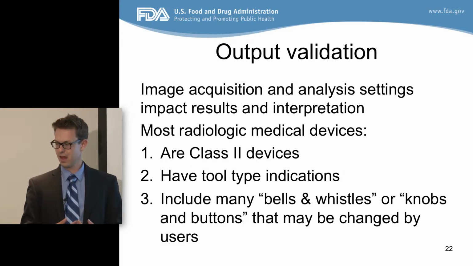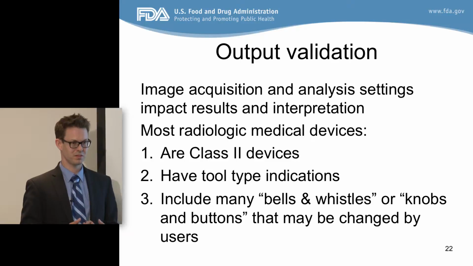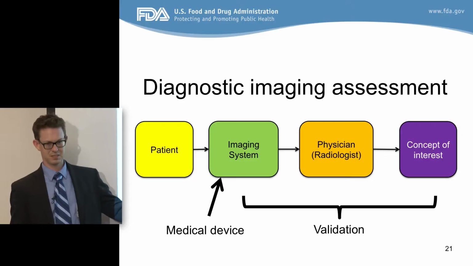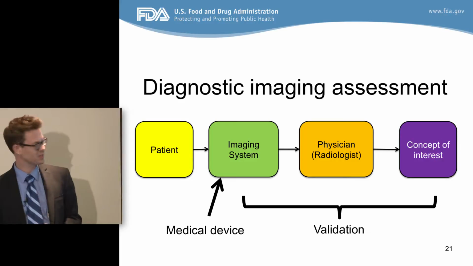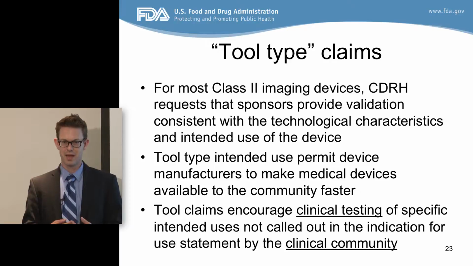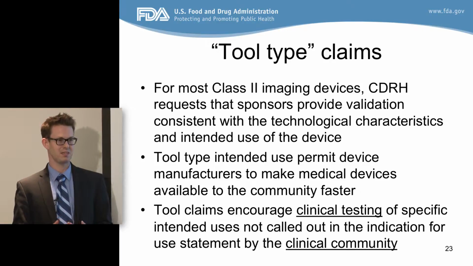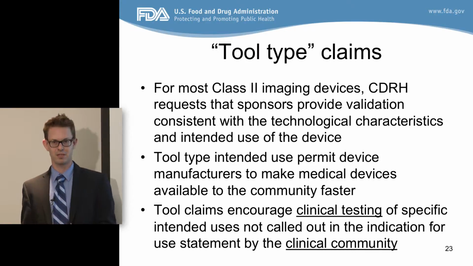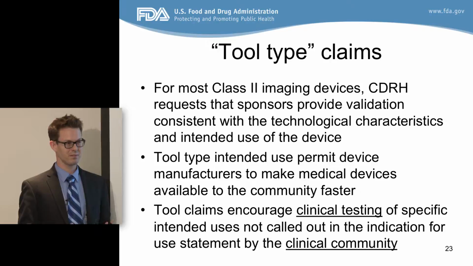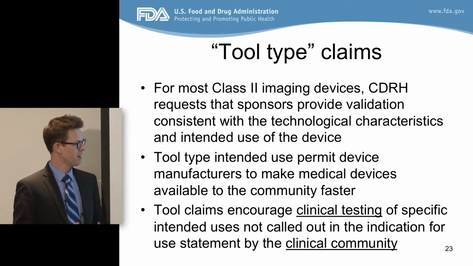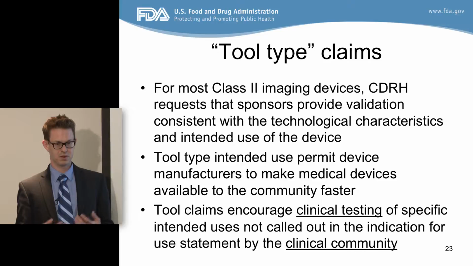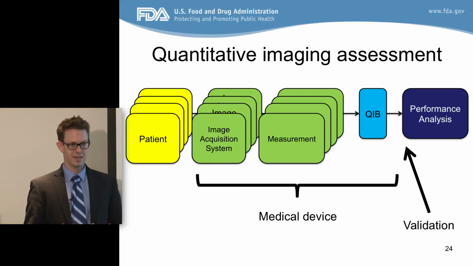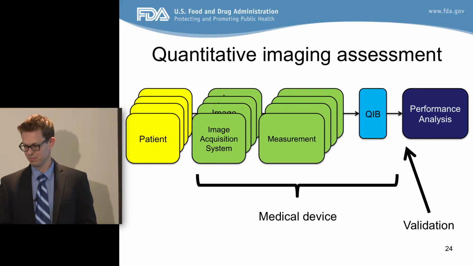So we know that the acquisition and analysis settings impact the results and interpretation. As I mentioned, we can understand the imaging system, but it has a lot of knobs and whistles and bells and tools. And as Robert mentioned, these often have tool-type indications. They're indicated for things like cross-sectional area of the body. But even the same CT scanner, the same MR scanner, you can use it and get slightly different quality images or vastly different quality images. And most of these are Class 2 devices regulated through the 510(k) process. So we ask that sponsors provide validation consistent with their claims.